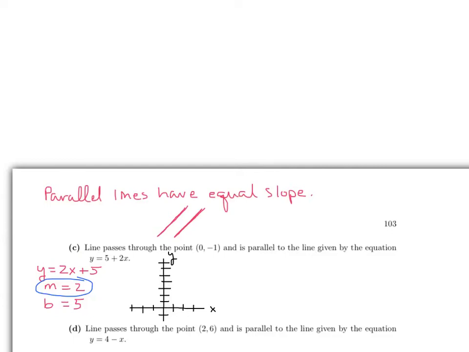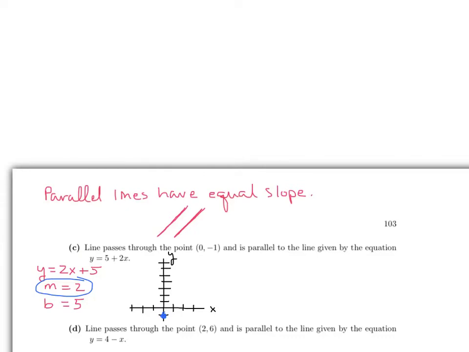Okay, so the line we're looking for has to pass through the point (0, -1). So it has to pass through this point. Now the line we're looking for also is parallel to the line given by y = 2x + 5. Let's graph that line as well.